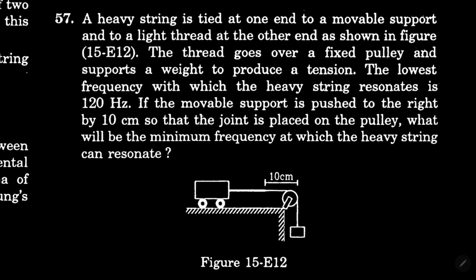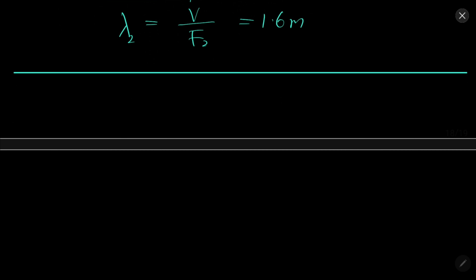In question 57 we have been given this figure. The lowest frequency with which the heavy string resonates is 120 Hz. What will be the minimum frequency at which the heavy string can resonate? Solution 57. So here initially, because A is free, an antinode will be formed. A is free, therefore antinode will be there.